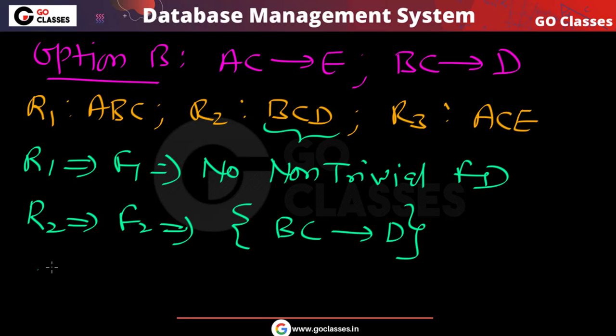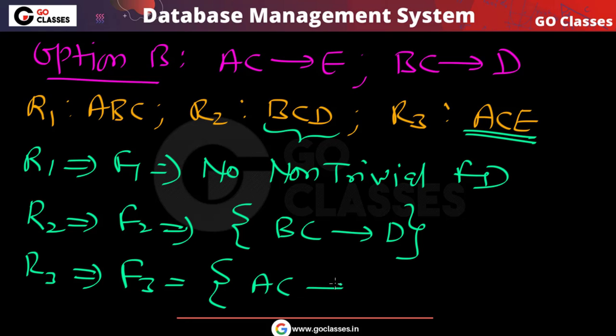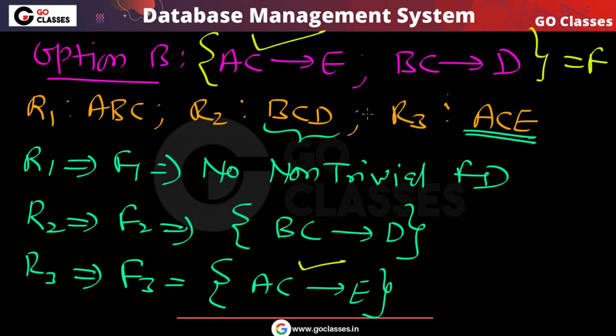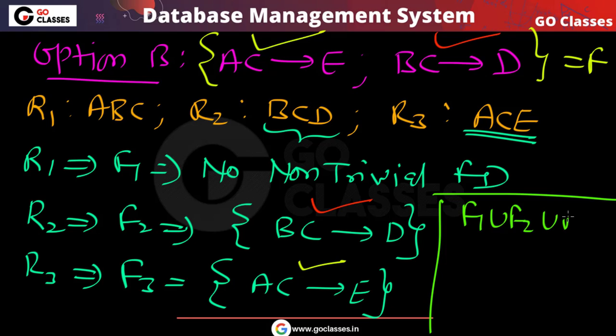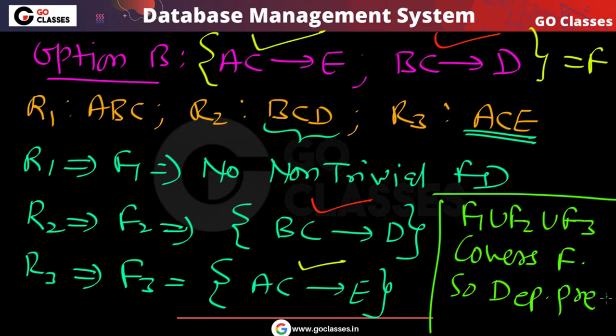This is applicable. And finally, what are the functional dependencies which are applicable on R3? ACE. Now you can notice that F1 union F2 union F3 will cover F. This is our set of functional dependencies F, and you can notice this dependency is covered here, and this dependency is covered here. So finally, I can say that F1 union F2 union F3 covers F. So this is a dependency preserving decomposition.